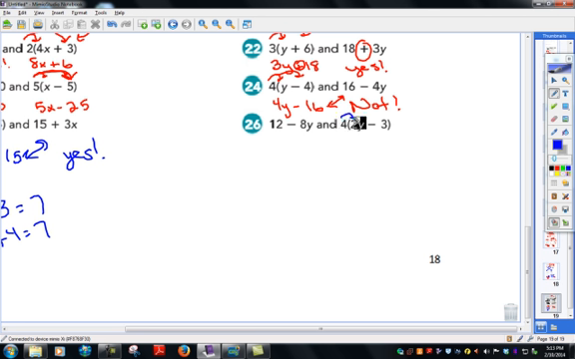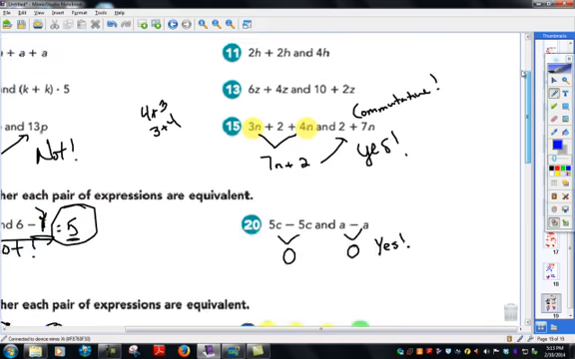Okay, here, let's distribute or expand. It's going to become 8y minus 12. Are those the same? No. You cannot just flip-flop subtraction. I know I'm repeating myself a lot.